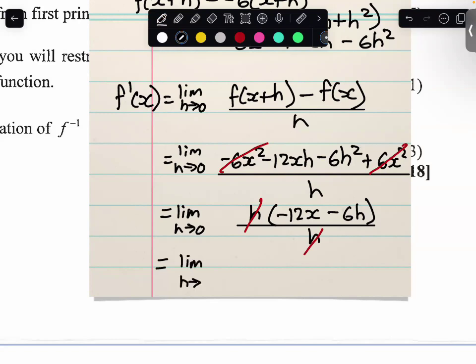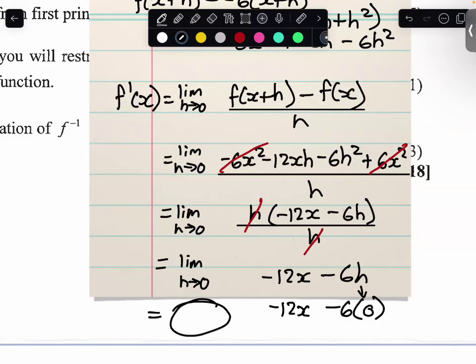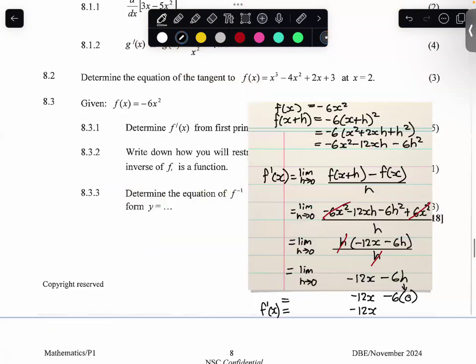So this is the limit as h tends to 0 of minus 12x minus 6h. In the step where I'm going to sub h to be 0, I'm going to drop the limit. So in this step where you sub h to be 0, you drop the limit. And then you get your answer. That just gives me minus 12x. That's the derivative, f prime x. Okay, that was that.